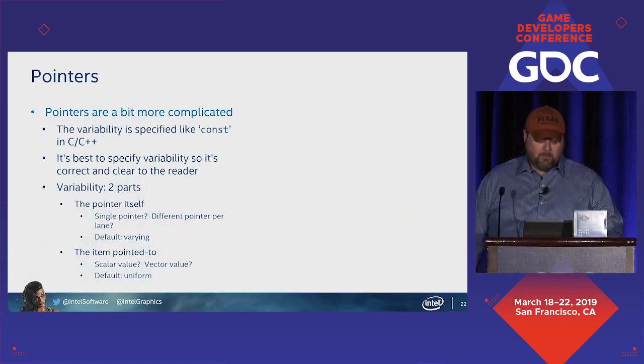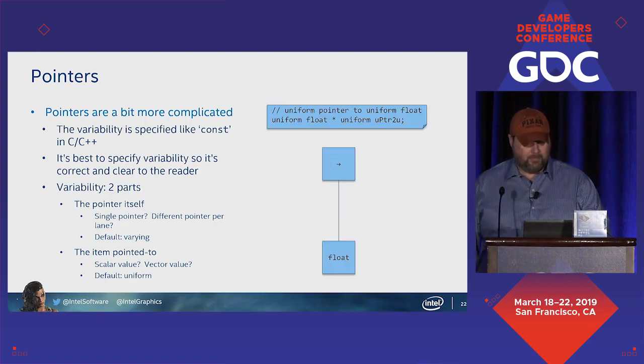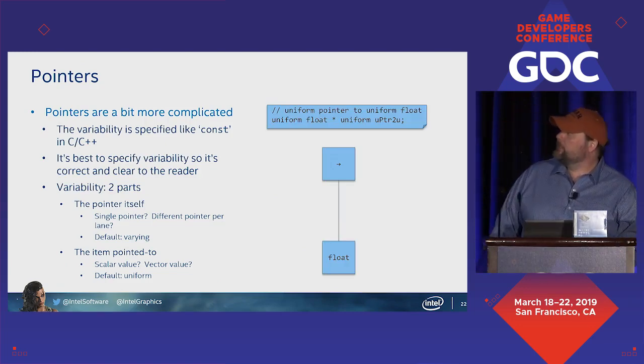So pointers are a bit more complicated. The variability is specified like const in C and C++. We found it's best to specify the variability so that it's clear to the reader and anyone else that might come along to look at the code later. The variability has two parts, the pointer itself and what it points to. So you have to specify if it's a single pointer to multiple things or multiple pointers to multiple things. It gets a little bit complicated. So let's take a look at it real quick.